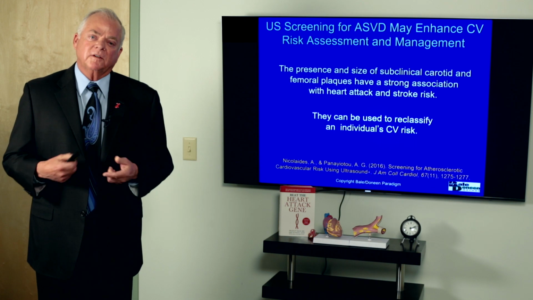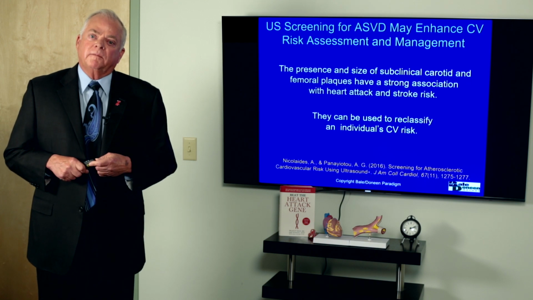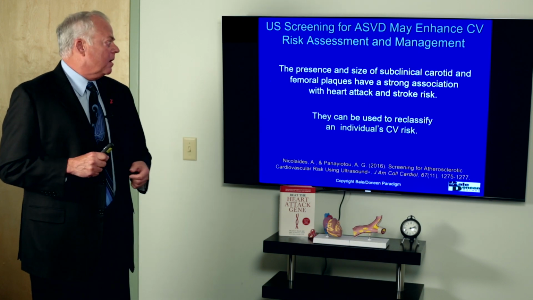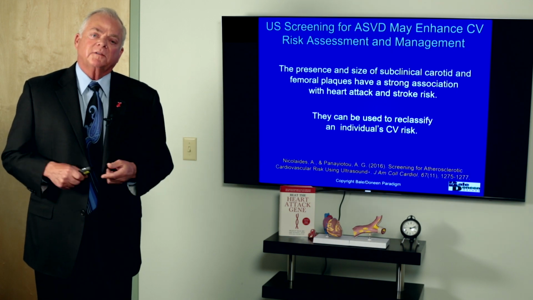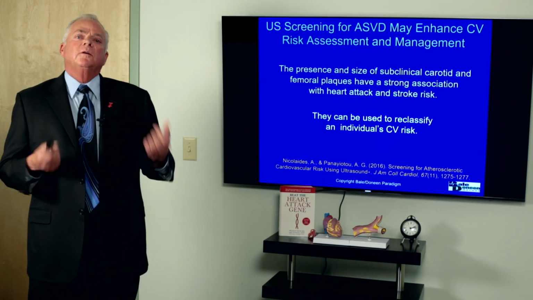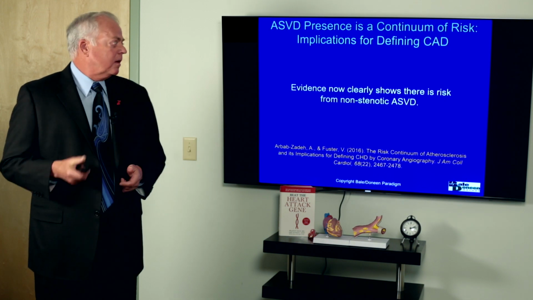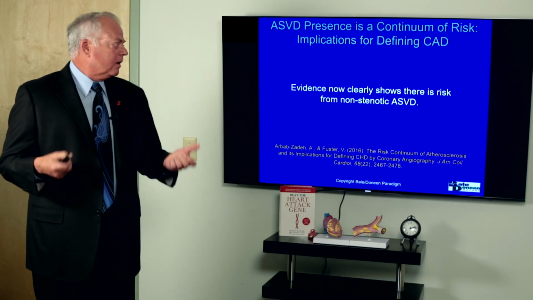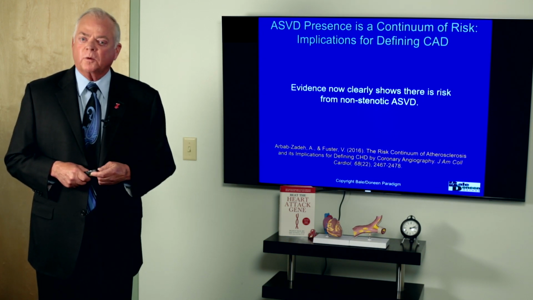These are publications in the Journal of American College of Cardiology. This one came out stating that the presence of subclinical disease in the carotid and the femoral arteries significantly are associated with increased risk of heart attacks and strokes. And they can be used to reclassify a person's cardiovascular risk. They went on to say evidence is now clear that it's non-obstructing arterial disease that's responsible for the majority of events.